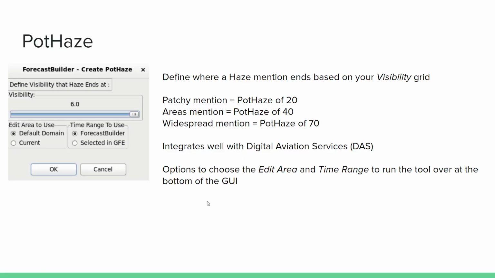Another haze tool, it basically just says where do we want to find where haze ends at. And this is defined using the visibility grid. Again, it marries well with DAS because you're using the visibility grid.